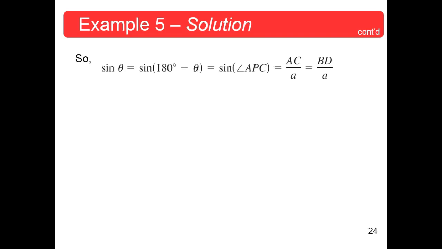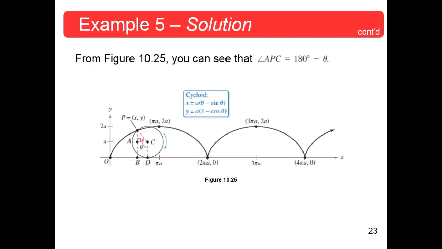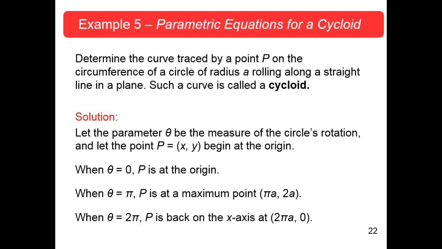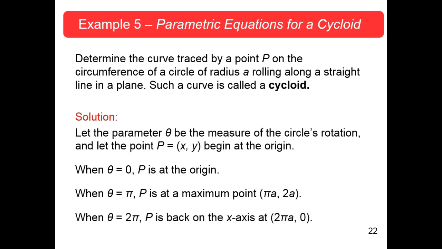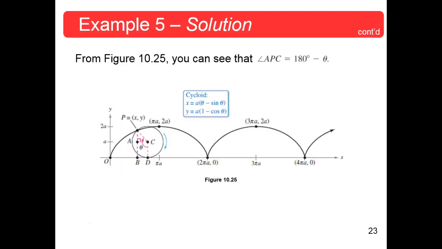And at the bottom of that section, let's see. I guess I missed the problem here. Oh, there it is. Determine the curve traced by a point P on the circumference of a circle of radius A, rolling along a straight line. Such a curve is called, okay. So they do all this leading up to it.